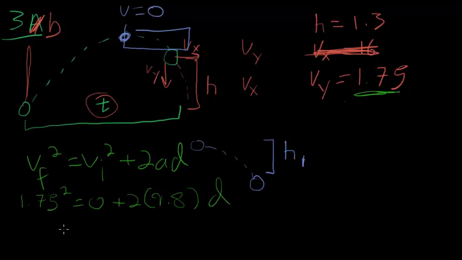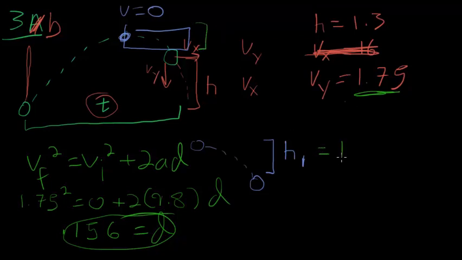So we plug everything in, and we're going to get 1.75 squared equals 0 plus 2 times 9.8 times d. Now I'm not going to deal with all the algebra, you can solve that, but what you should get is 0.156 equals d. So now we can say h1 equals 0.156. Now I know that the h max, the highest that this ball could reach, is going to be h plus h1. All I'm saying is this length plus this length equals the full length. That's pretty difficult to argue with.